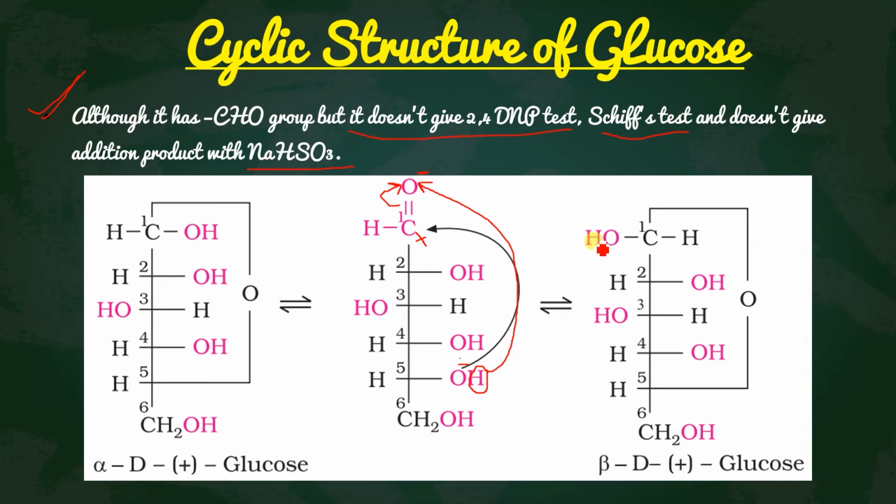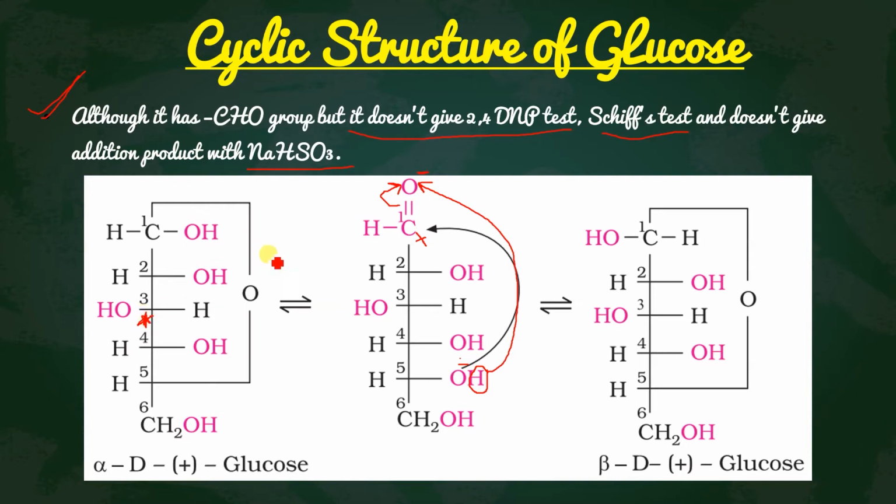hydroxy groups will be on the right side except the third carbon. The OH group on the third carbon will be on the left side. Got it? And the rest of the OH groups will be on the right side. The third carbon will be on the left side, and on all the rest of the carbons, it will be on the right side. I hope it is clear. Okay, so this point is important. You have to remember that in the glucose structure, all the OH groups are on the right side except the third one, where that OH group is on the left side.